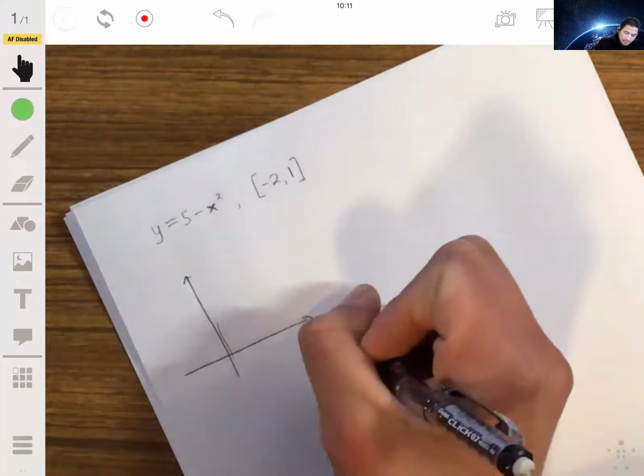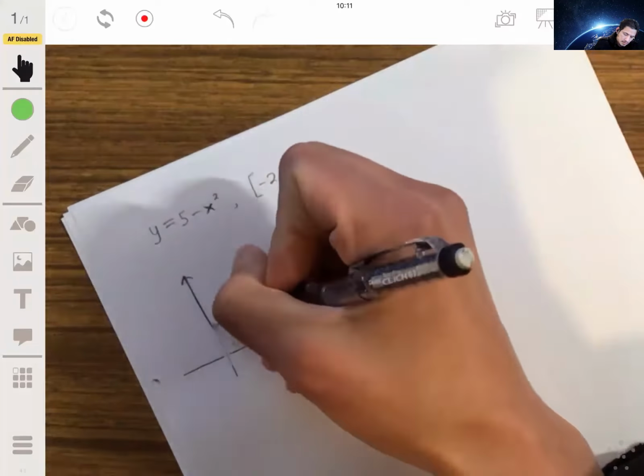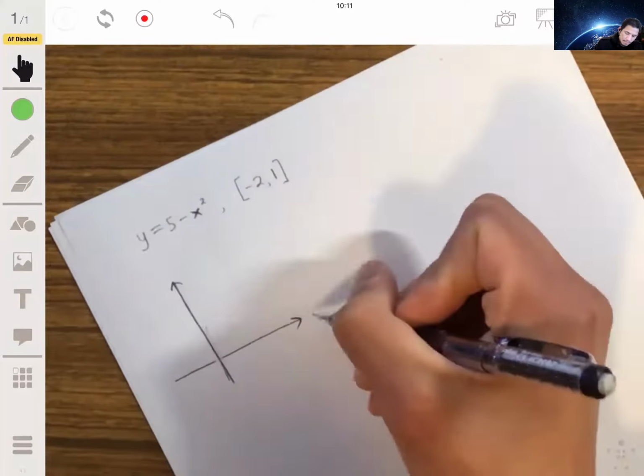I intend for my pencil to break, but it's not an issue, no problem.